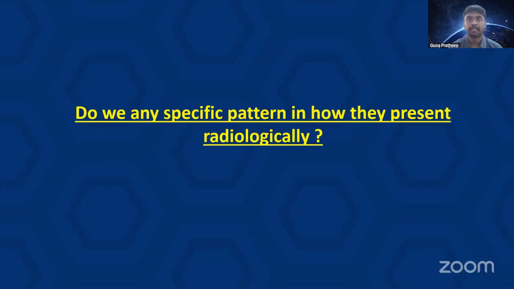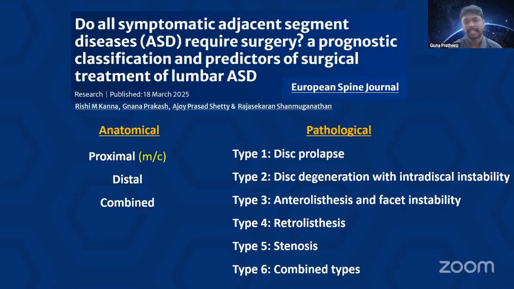So in spite of this broad entity, do we have any specific pattern? How do they present radiologically? For a long time now, since this topic was coined, there has not been any clear distinction or classification for adjacent segment pathologies until this recent classification by professors at Ganga Hospital, who evaluated their retrospective series and came up with this anatomical and pathological classification.